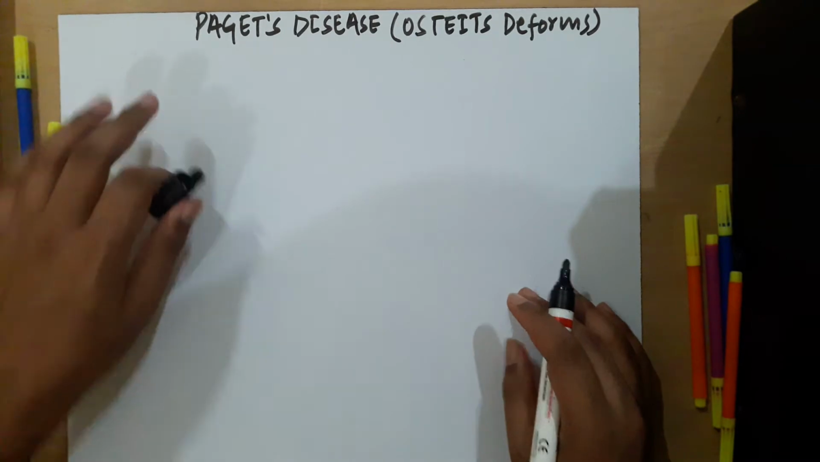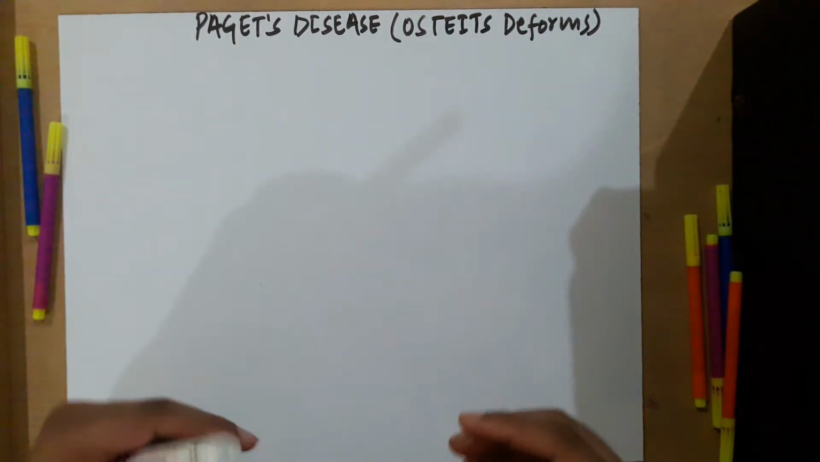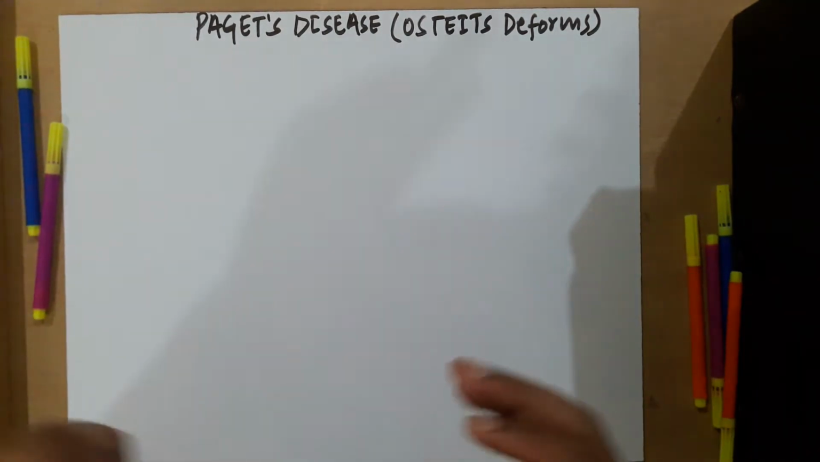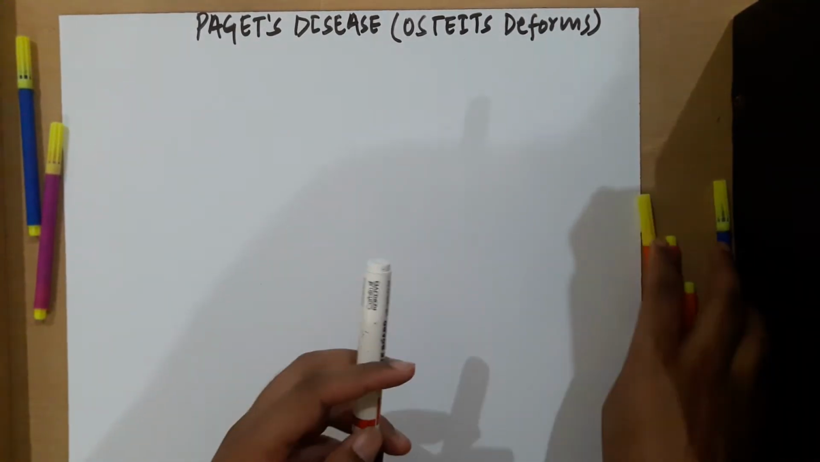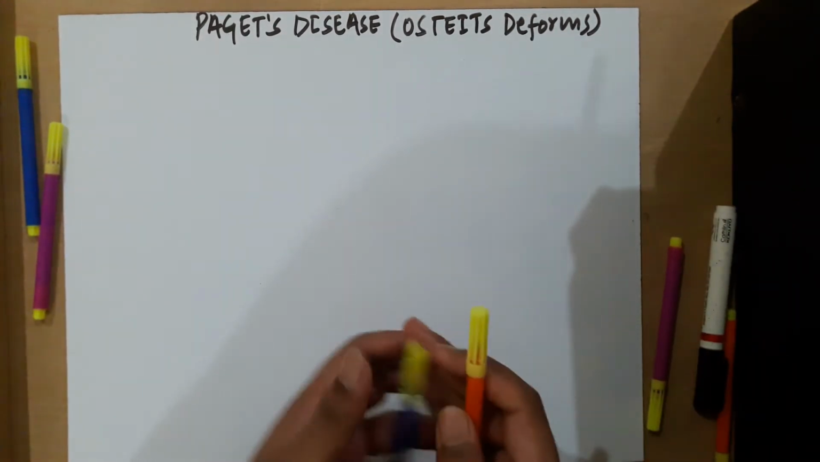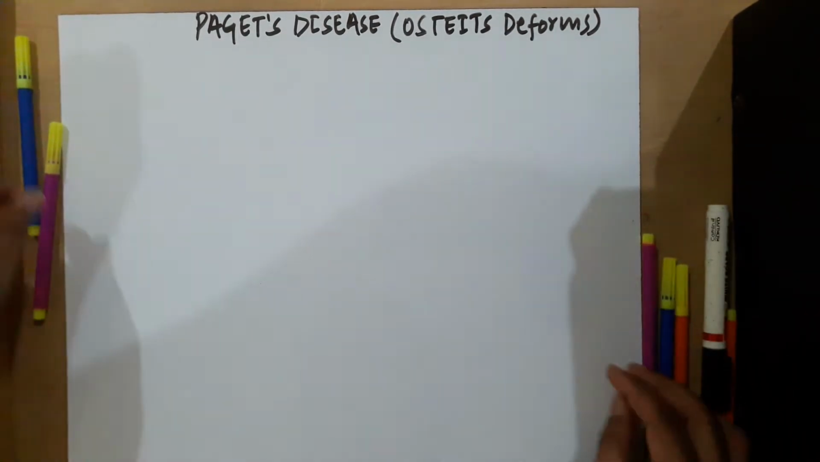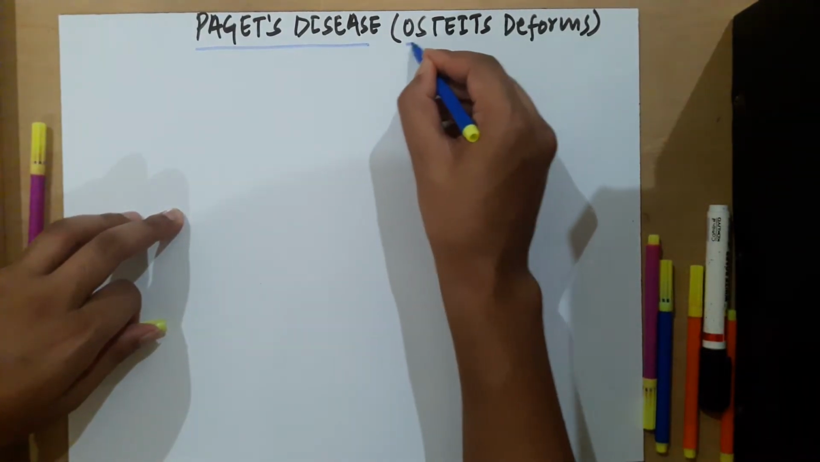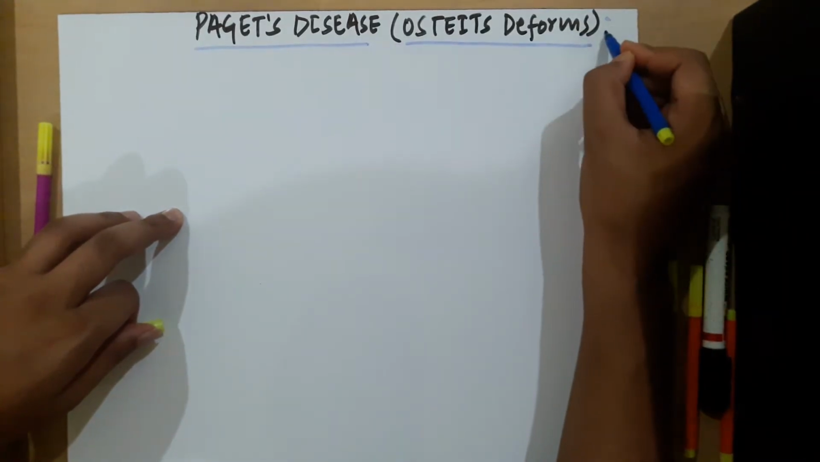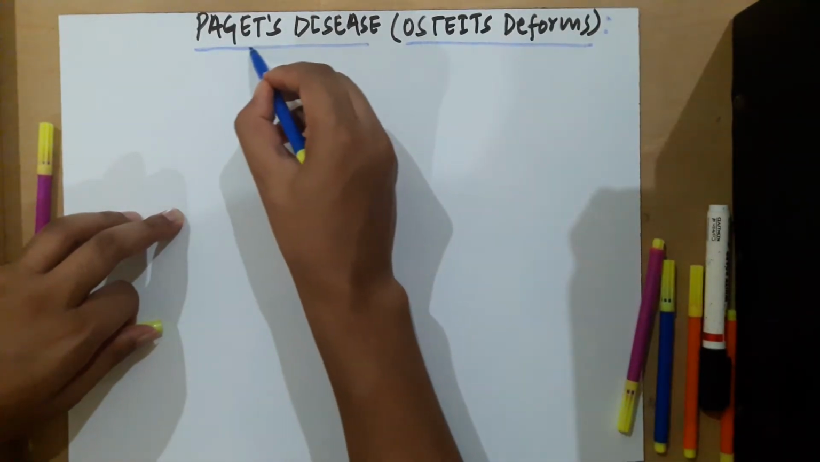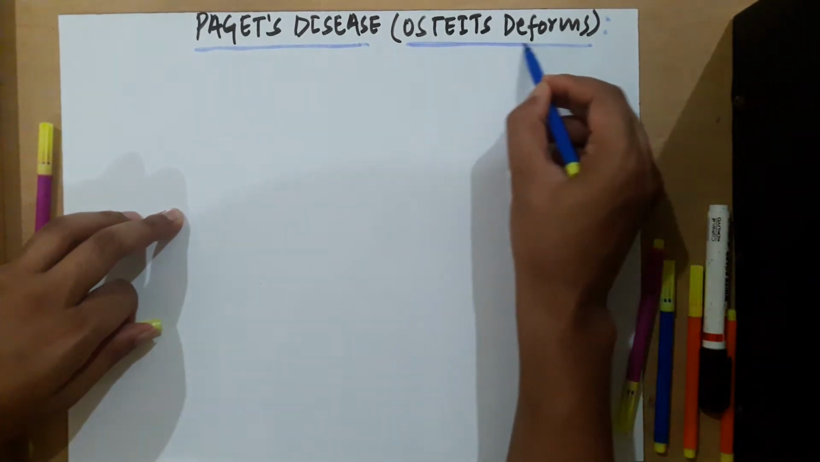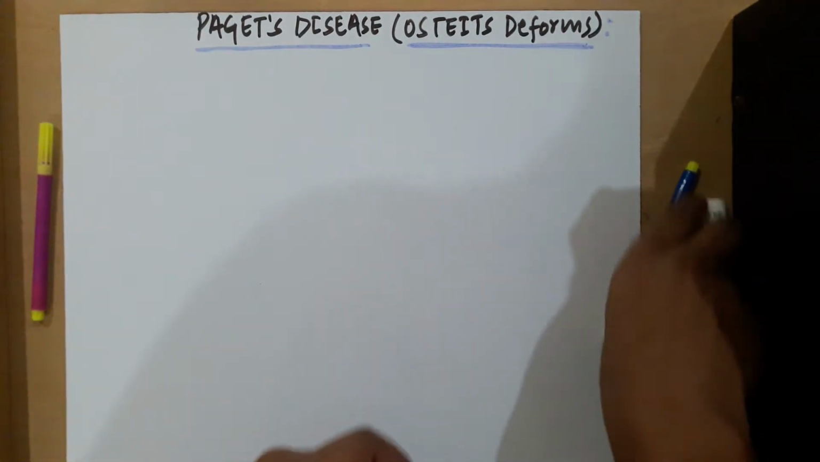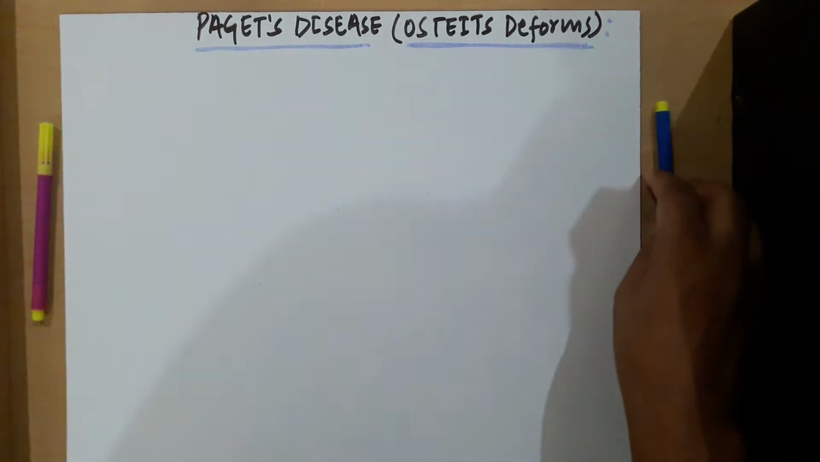So as we discussed osteoporosis and osteopenia, we'll discuss this disease in the same order: introduction, pathogenesis, clinical course, and morphology. We have some figures that should be drawn that will represent the three morphological stages, which will help you better understand. So first, let's start with the introduction.